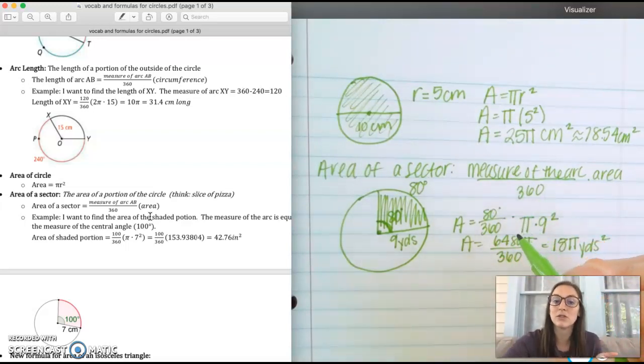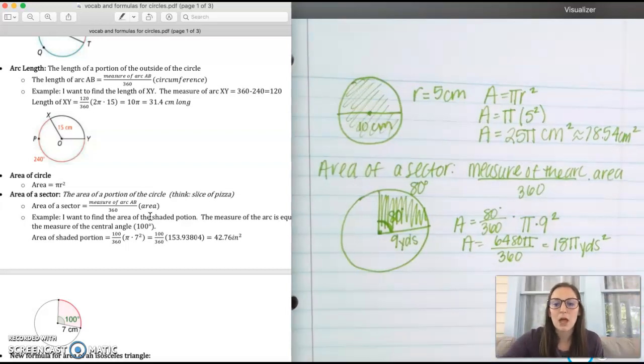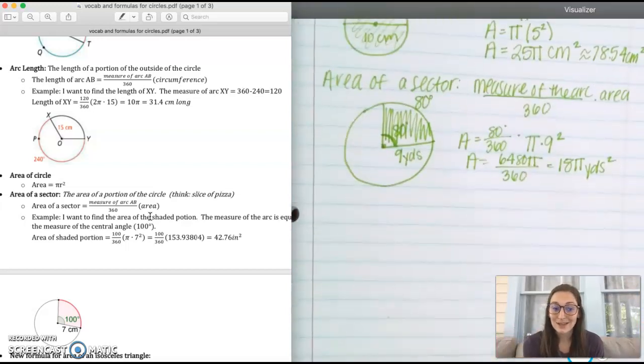So that data that you took the other day, looking at how you spend your time, this is what you're going to be doing. What portion of your day is spent doing that activity, and you're going to find the area of that piece. Okay? So we're going to do one more example, and then we're done for the day.